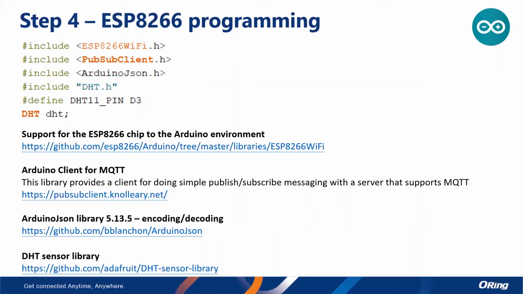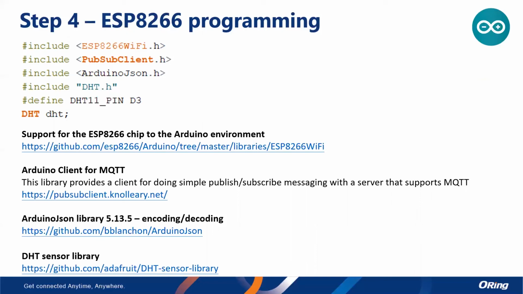So first of all, because we are using the ESP8266 Wi-Fi module, we need to include the module library into our programming, which will be very helpful for establishing the Wi-Fi configuration with the module. And the next very important library is PubSubClient. This is an Arduino client for MQTT and provides a client for doing simple publish subscribe messaging with a server that supports MQTT. Next library is ArduinoJson, because Arduino itself doesn't support JSON format.